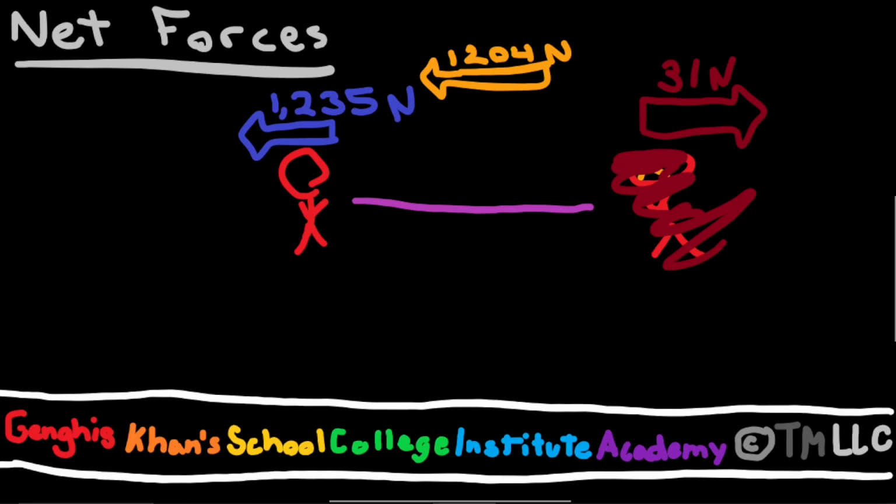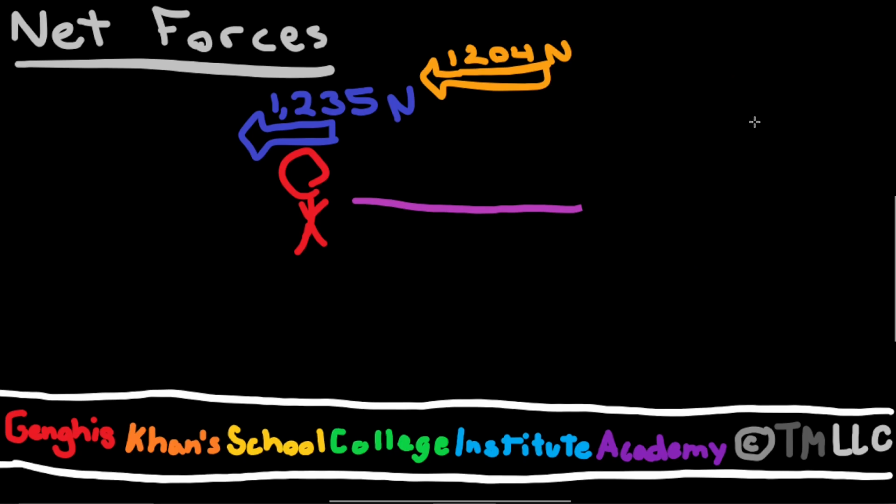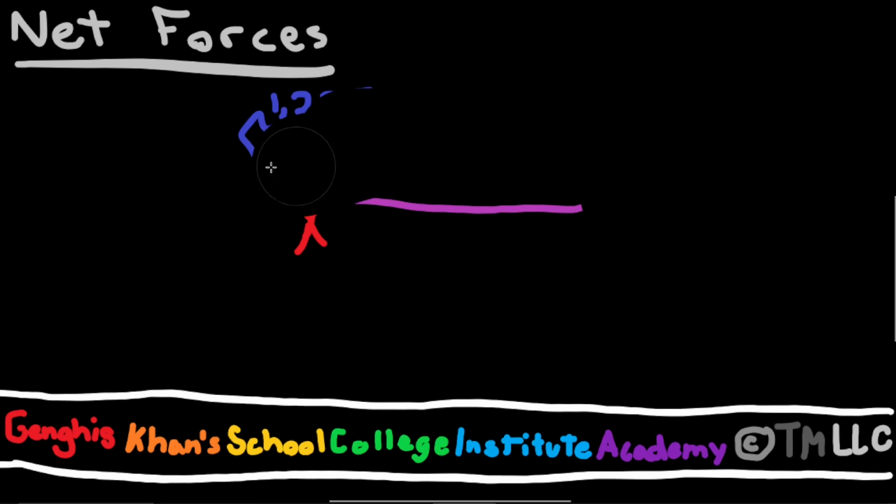What we have to worry about is this is an example of an unbalanced force. Now this unbalanced force in particular is pulling this way and also comes out to be very obvious. Now this is 31 newtons and this is 1,235 newtons, but it's not always going to be that simple, and there's not always going to only be two numbers that you need to do.